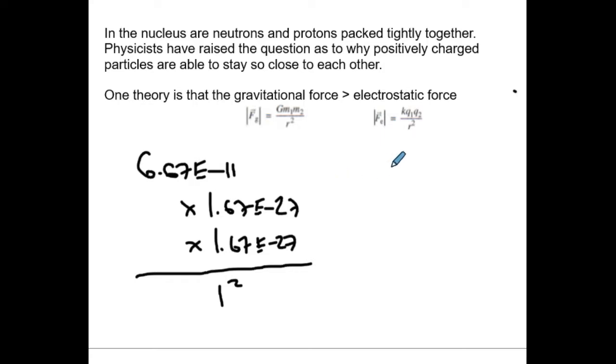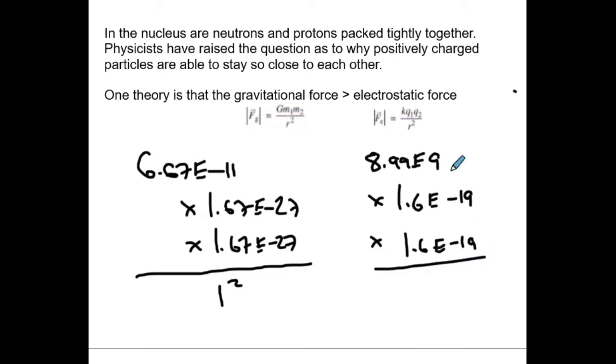Now let's compare that to the electrostatic force. The way the electrostatic force works is it's 8.99 times 10 to the 9 times the charge of a proton, 1.6 times 10 to the minus 19, times the charge of another proton, 1.6 times 10 to the minus 19, and then divide by the distance between them, 1 squared.